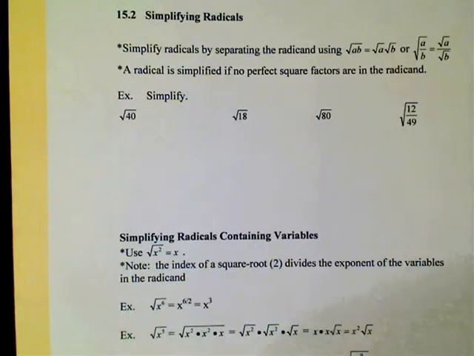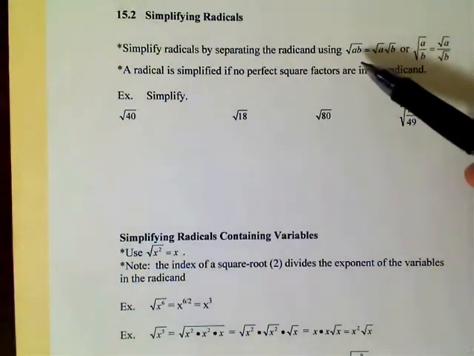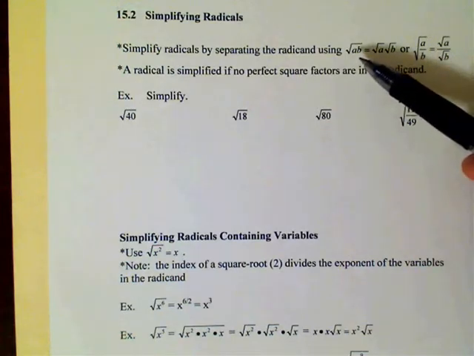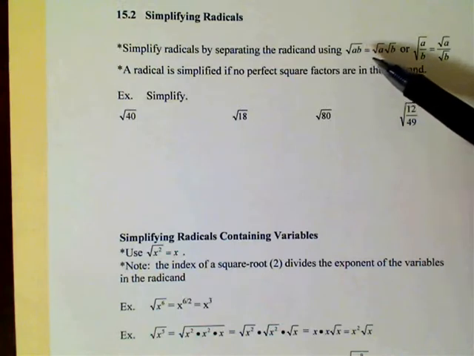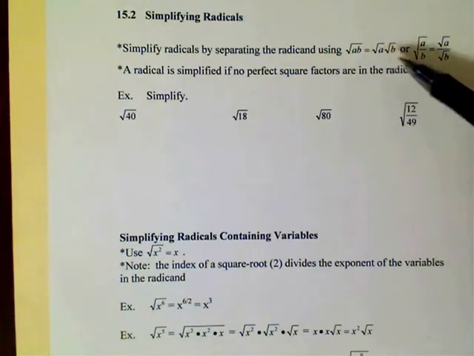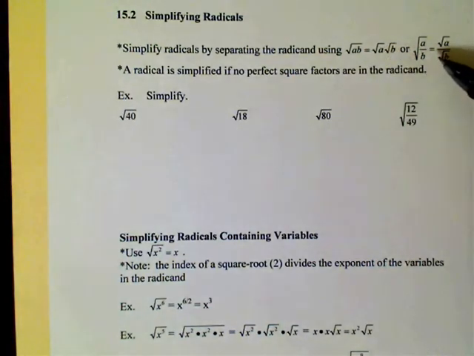Simplifying radicals. We're going to simplify radicals by using a couple of properties when necessary. What this property says right here, if you have multiplication, you can separate multiplication by giving each radicand, the numbers underneath the radical are called the radicand, its own square root. Same is true for division.